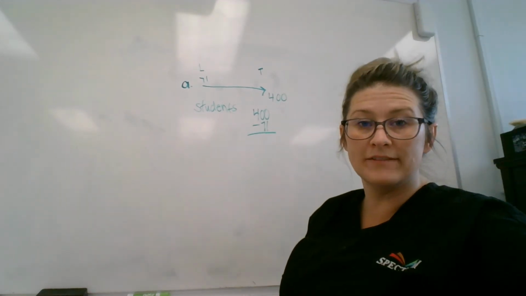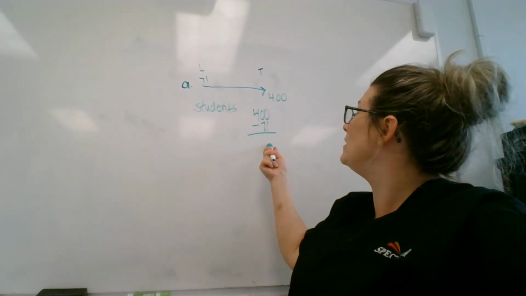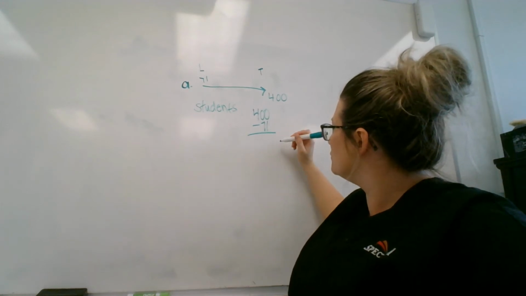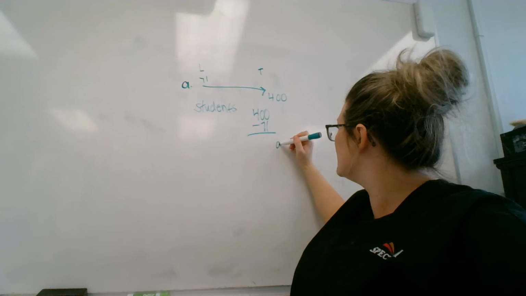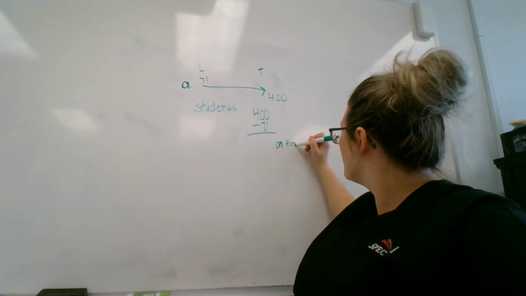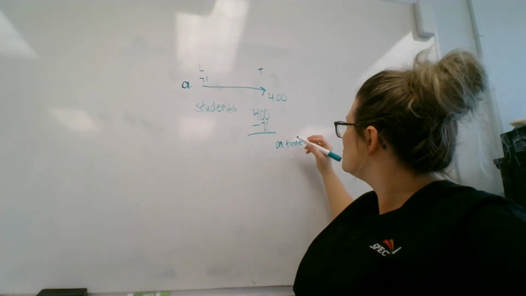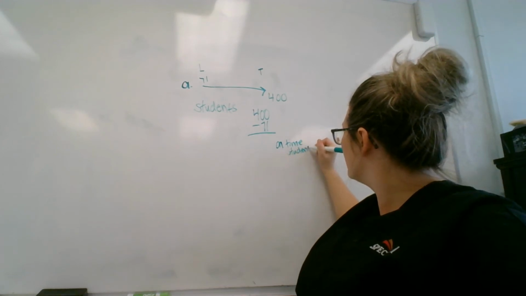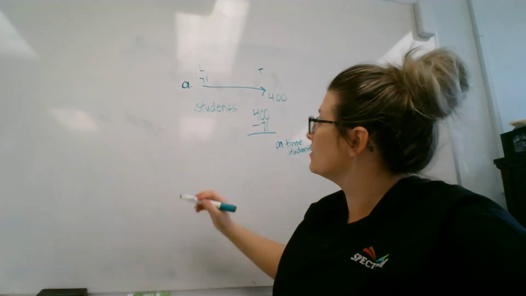Okay, you're going to have to borrow. I want you to figure out how many students were on time. So I'm going to have a label as on time students. All right, you can solve.